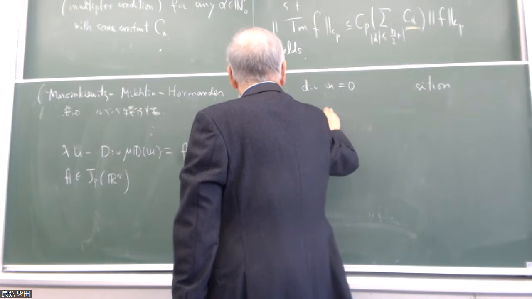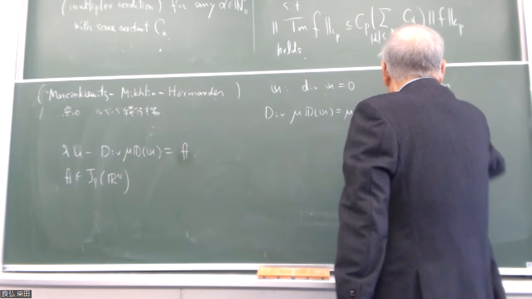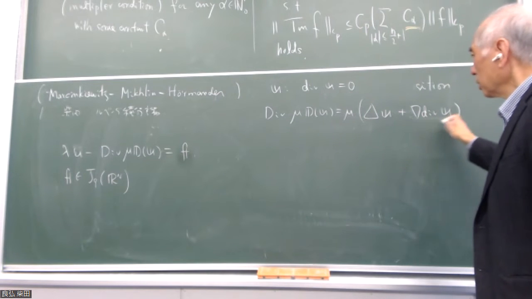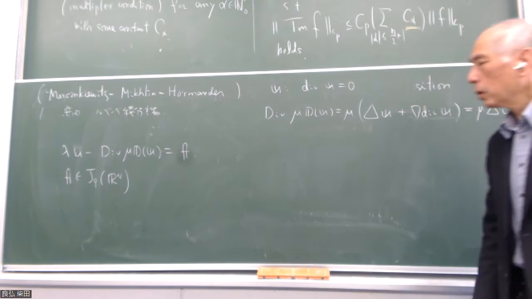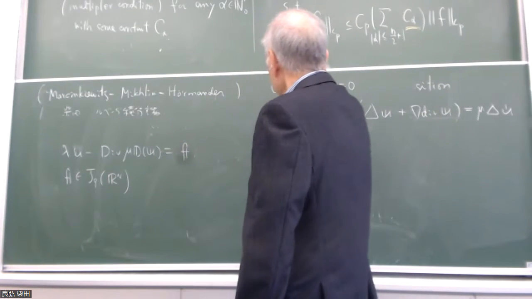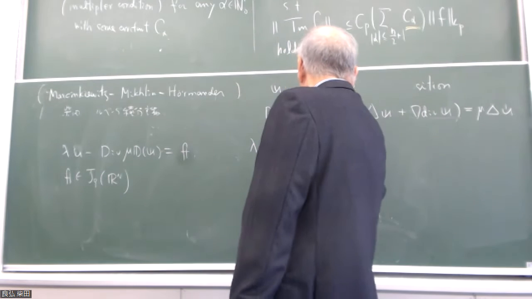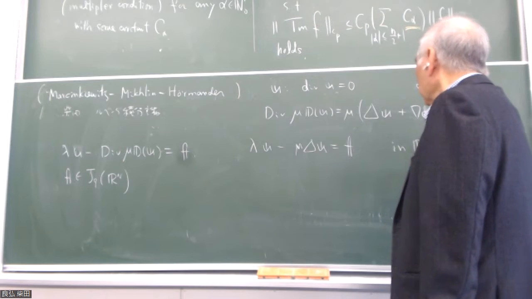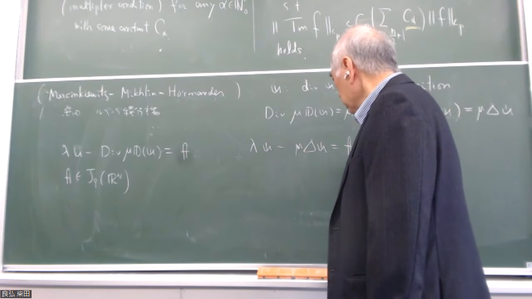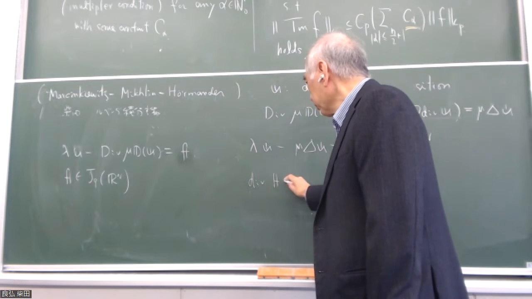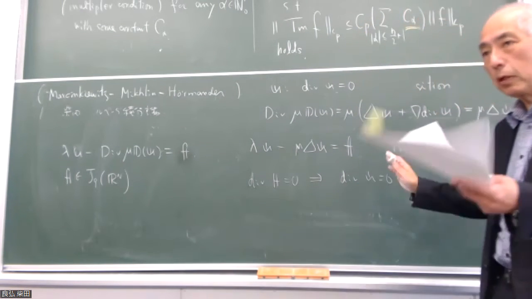mu Δu is equal to mu Laplace u plus nabla div u. But under this condition, this vanishes. Therefore, essentially this one. So we want to solve this equation under this condition. Therefore, as an equation, it's enough to consider this one. Then first you define the solution to this equation, and then under this condition, you prove div u is equal to 0. Then everything is fine.